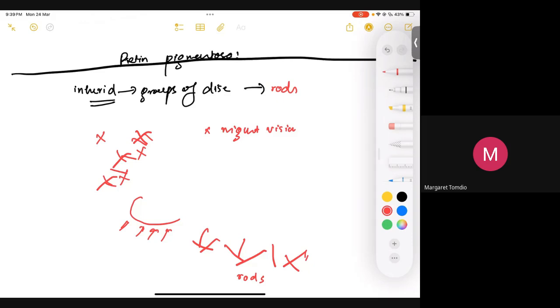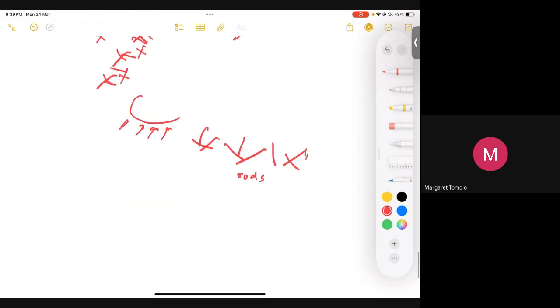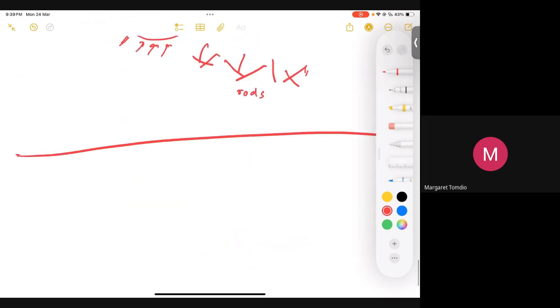So let's discuss our next condition, which is a very interesting condition. That is retinopathy of prematurity, right? Retinopathy of prematurity. So we'll be discussing it in a little bit conceptual way, right?